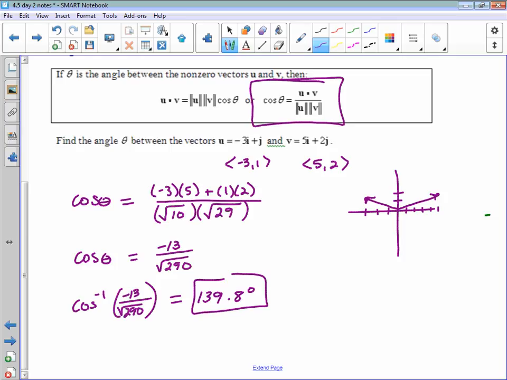Guys, if you look at those two vectors, does that seem like that could be about 140 degrees in between them? Yeah. So if you're ever not sure, sketch the vectors and then look at the angle. Does it make sense? Does it not make sense? Okay? So it's good to have a way to think about them.